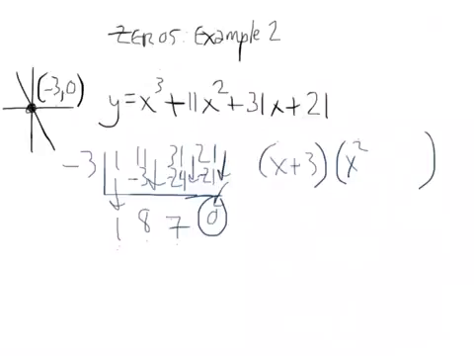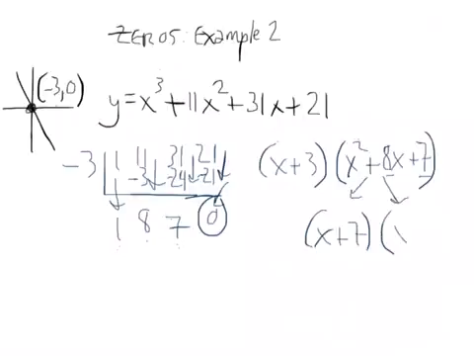So I have 1x squared plus 8x plus 7. And what I could do is run this through the quadratic formula, where a is 1, b is 8, c is 7, but I actually noticed that this is factorable. In other words, the things that multiply to 7 and add to 8 are 7 and 1. So this factors to x plus 7 times x plus 1.